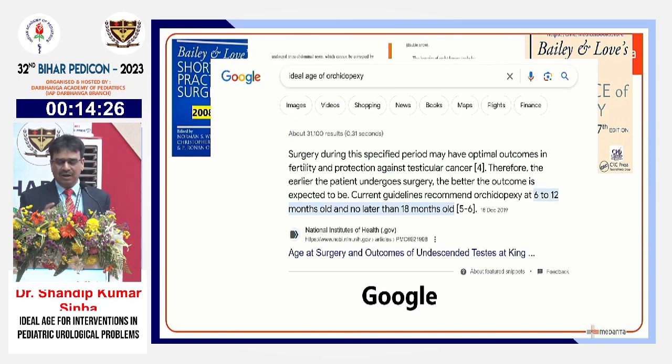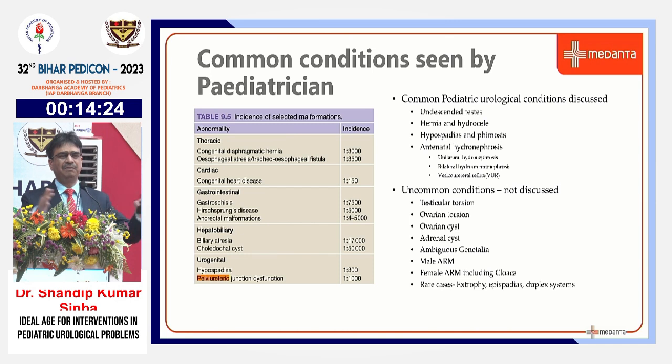So there are lots of conditions which can be discussed with all of you. But again, common conditions we would like to discuss with you, and this again is the classical Bailey and Love textbook of surgery chart. The common conditions which I would like to discuss with you are undescended testis, hernia, hydrocele. Apart from that, if you see the incidence, hypospadias and PUJ obstruction are the commonest congenital anomalies with which you as a pediatrician are likely to come across. So definitely these are the only 4 to 5 things I would like to discuss.